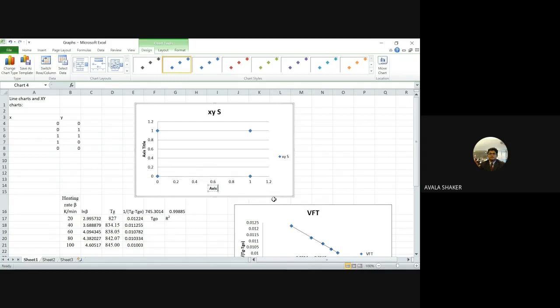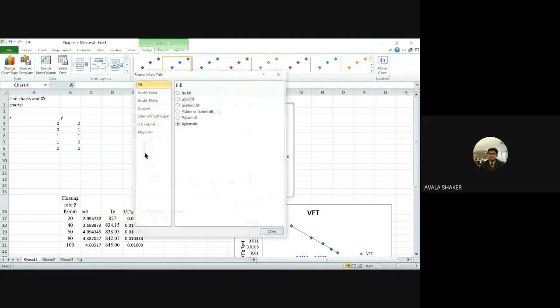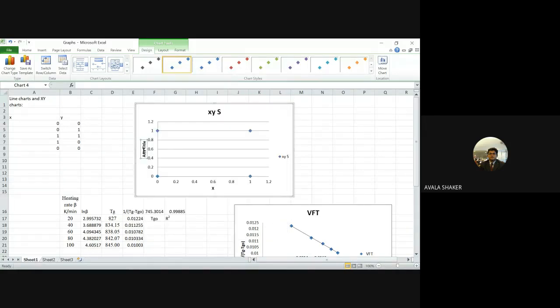This is very important when you're doing graphs in future also, because if you're sending your papers to some journal, all this needs to be properly labeled.